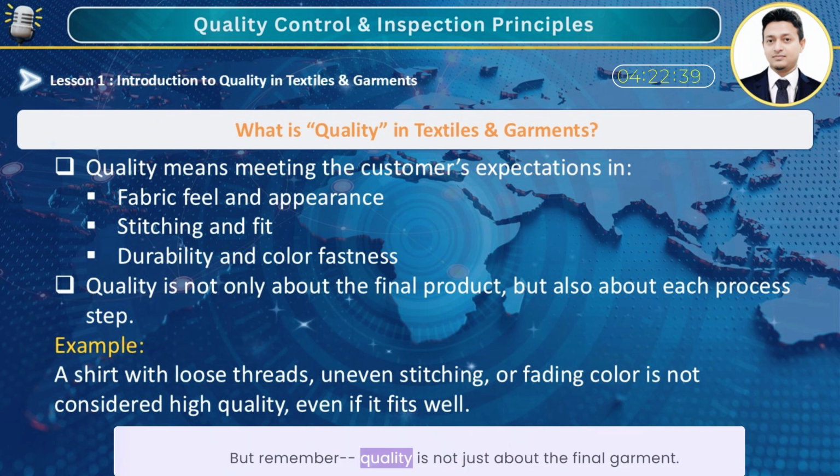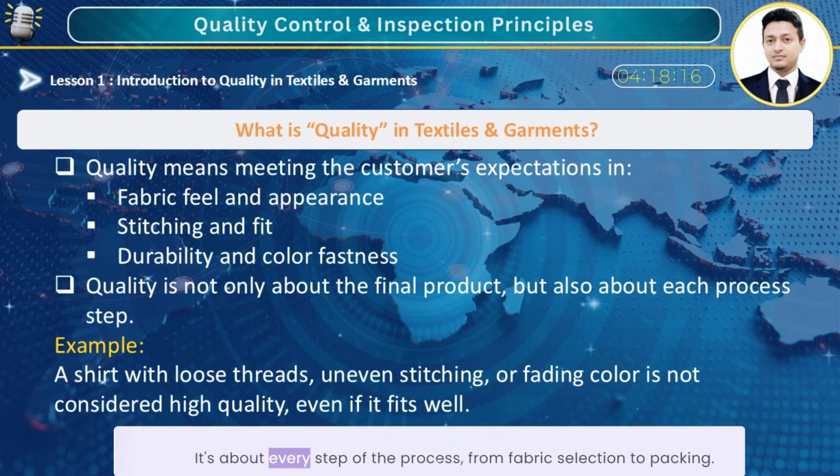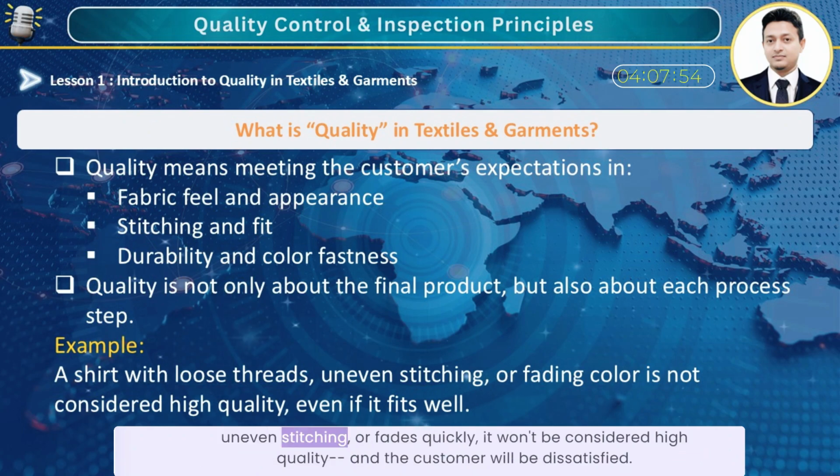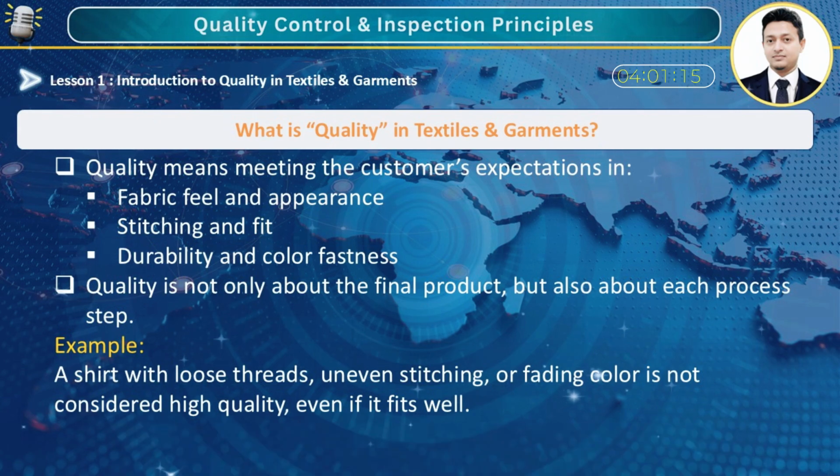But remember, quality is not just about the final garment. It's about every step of the process, from fabric selection to packing. For example, if you produce a shirt that fits well but has loose threads, uneven stitching, or fades quickly, it won't be considered high quality, and the customer will be dissatisfied.